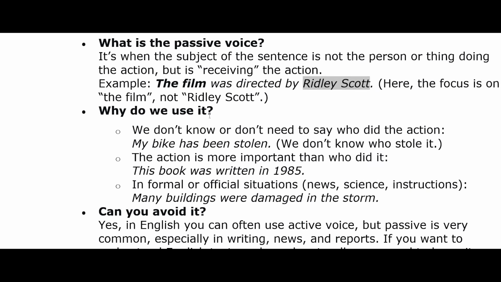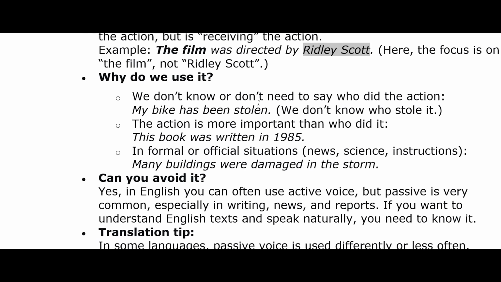Why do we use it? We don't know or don't need to say who did the action. My bike has been stolen. We don't know who stole it. We just tell this fact that it has been stolen. The action is more important than who did it. This book was written in 1985.